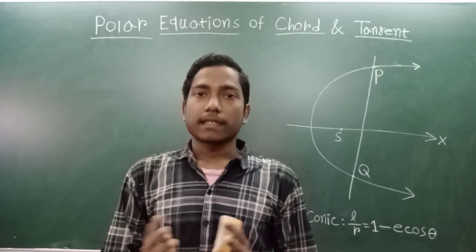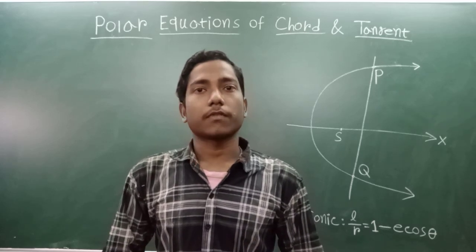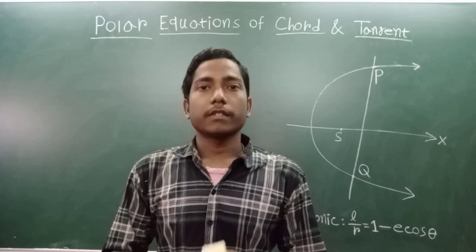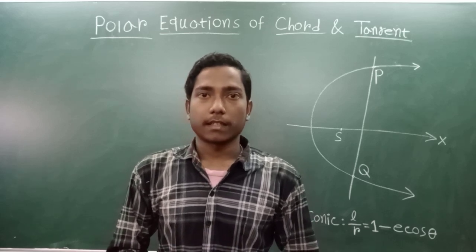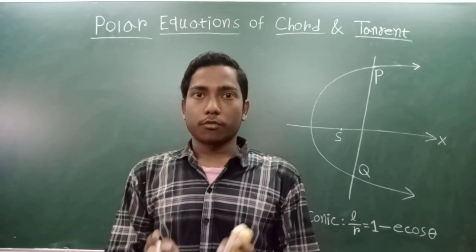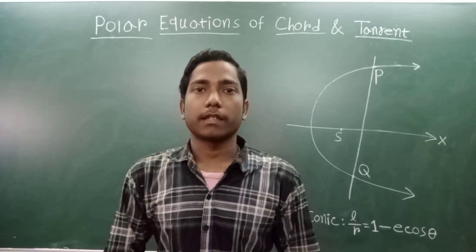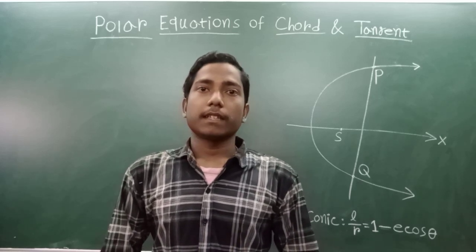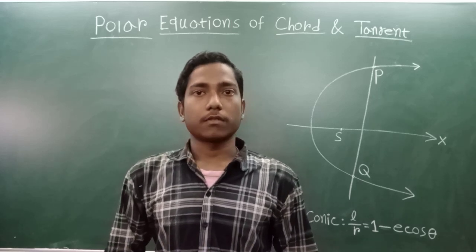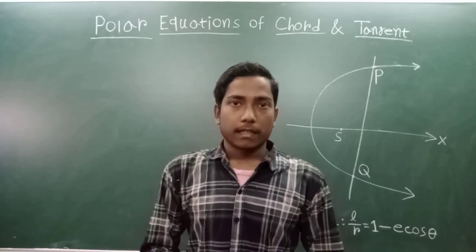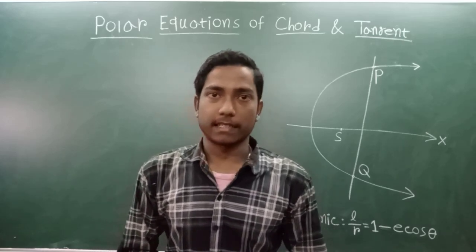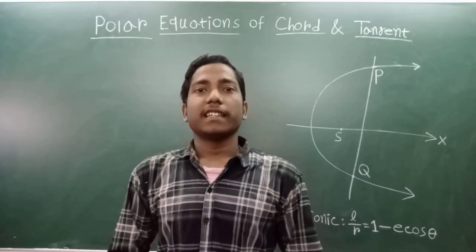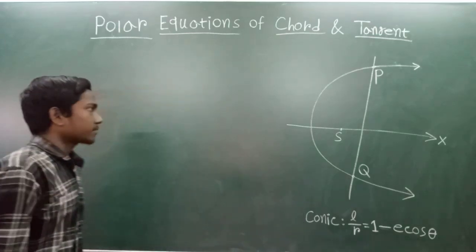In my previous video, lecture number 5, we derived the equation of a conic in polar form and also derived the equations of its directrix. So if you have no idea about the polar equation of a conic, you can check out that video. In this session, we will derive the equation of the chord passing through 2 points on a given conic, and we will also derive the equation of the tangent. Okay. So without any further delay, let's move forward to the discussion.